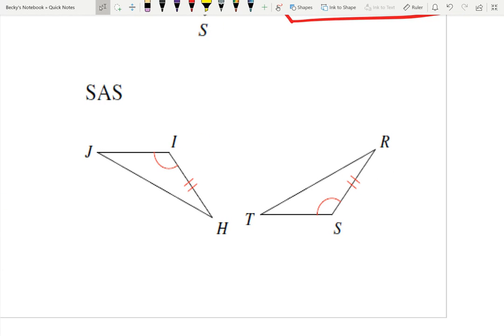Side angle side again. Okay, so they're not touching. There's nothing hidden. I have a side. I have an angle. And so I need the side that's directly next to it. So this is JI and TS.